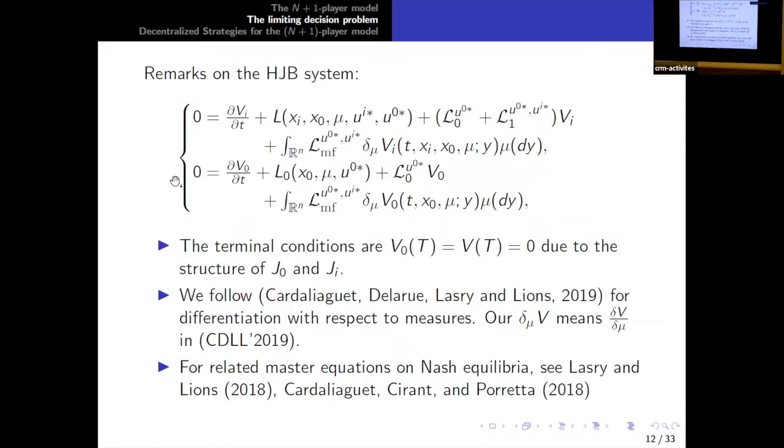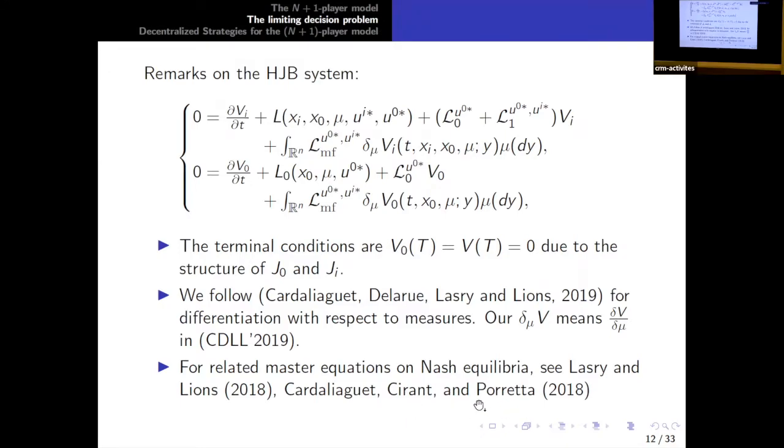So for the HJB equation system here, now we have 0 terminal conditions due to our structure for the costs. We have 0 terminal costs in G0 and Gi. Here it should be V sub I. We follow this classic paper for differentiation with respect to the related master equations with a major player. You can see 2 closely related papers.